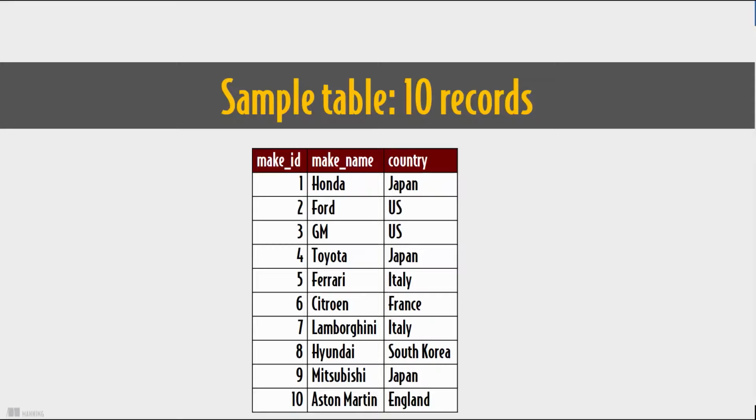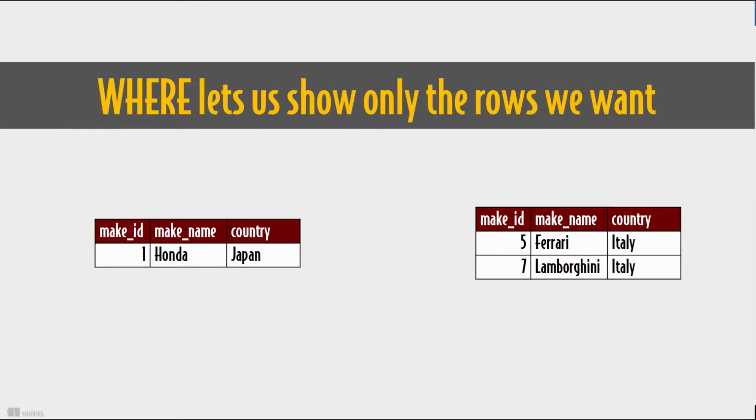Here is an example of the make table. We have 10 records here. We have a make ID, a make name, and a country column. Using our select query, we have learnt how to specify what columns we want to see, but not specify what rows we want to see. Using the where keyword, we can only get the records that we want. For example, only show the make with a make name of Honda, as you can see in the table on the left here. Or we can show only the records where the country is Italy, which you can see on the table on the right here. There are 2 records where the country is Italy. There's a lot we can do, but let's start with the basics.